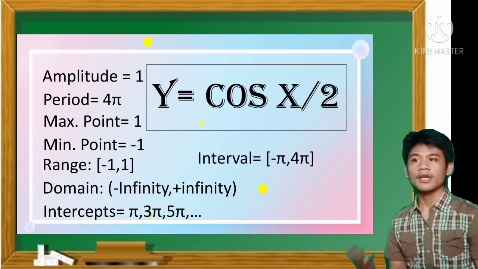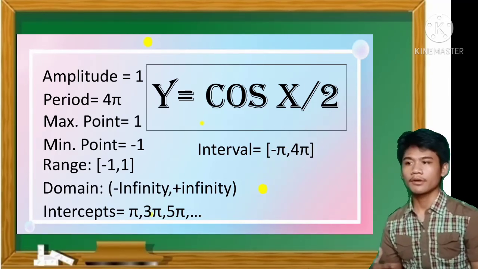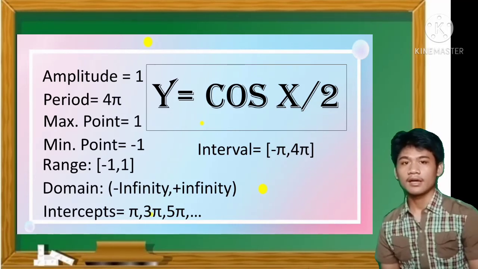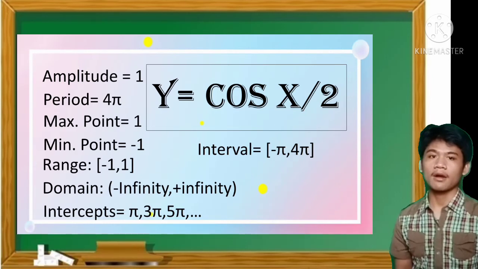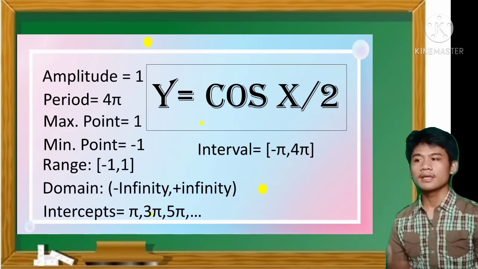Also, the interval is negative pi, since the graph starts from the negative point and ends at our period, which is 4 pi.